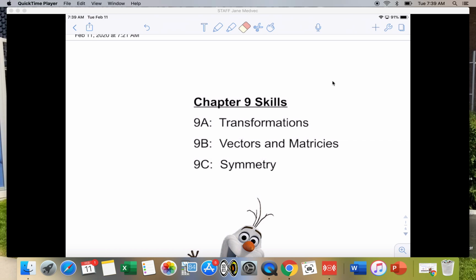We're going to start a new chapter, chapter 9, and we're going to be working on transformation, vectors and matrices, and symmetry. This chapter isn't real difficult, but it can be a little tricky with a lot of the vocabulary. So just keep an eye on the vocabulary as we go.